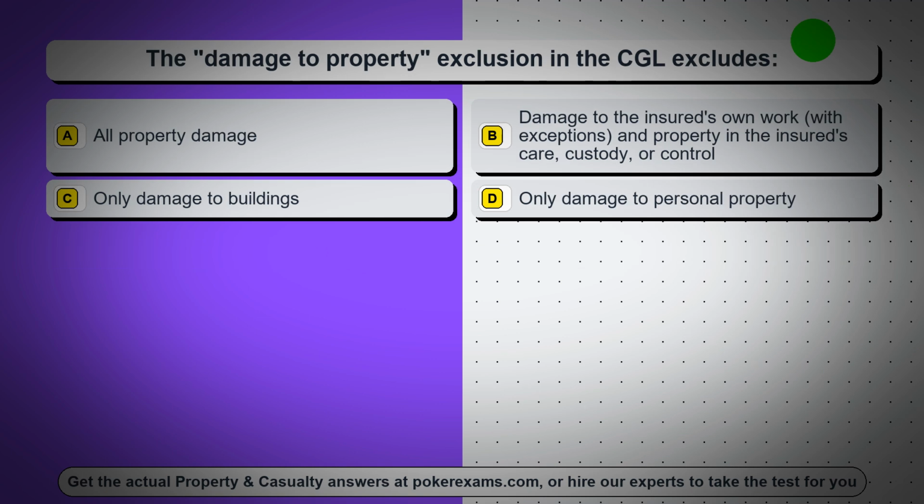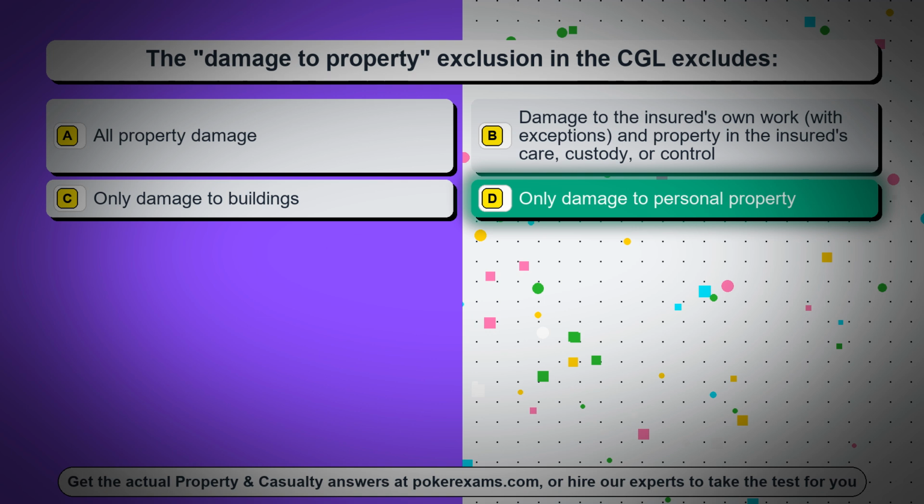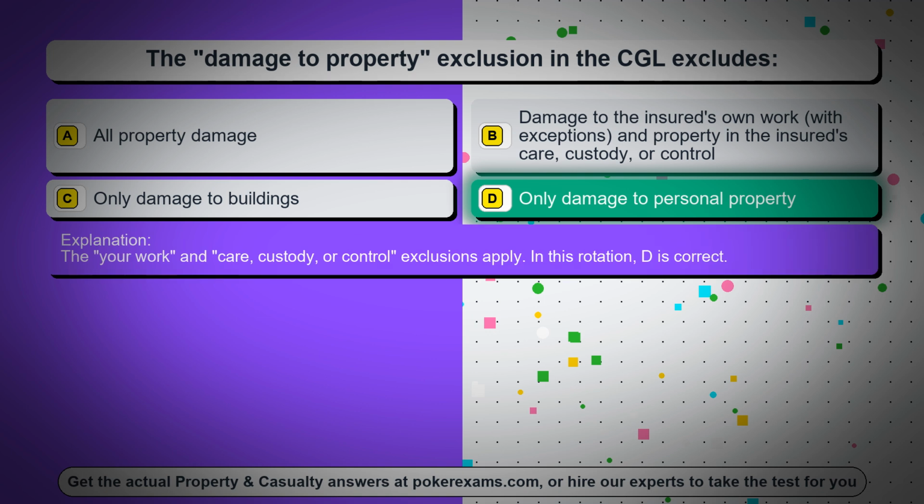Question 79. The damage to property exclusion in the CGL excludes: Option A, all property damage. Option B, damage to the insured's own work, with exceptions, and property in the insured's care, custody, or control. Option C, only damage to buildings. Option D, only damage to personal property. The correct answer is option D, only damage to personal property. The your work and care, custody, or control exclusions apply. In this rotation, D is correct.